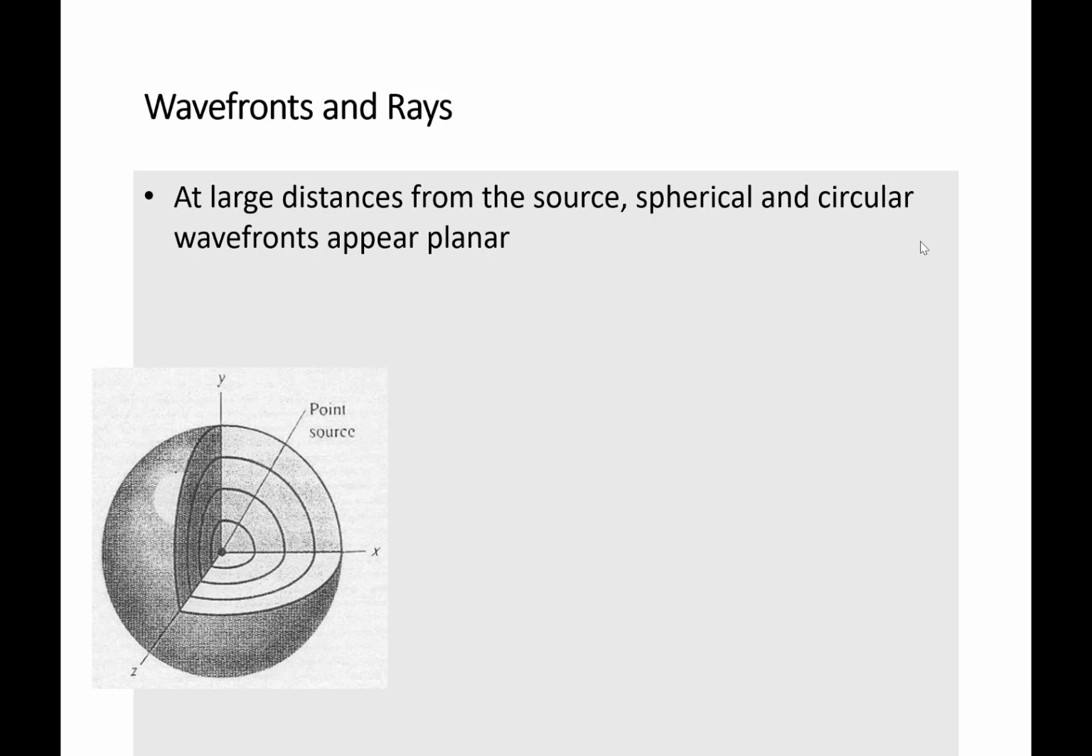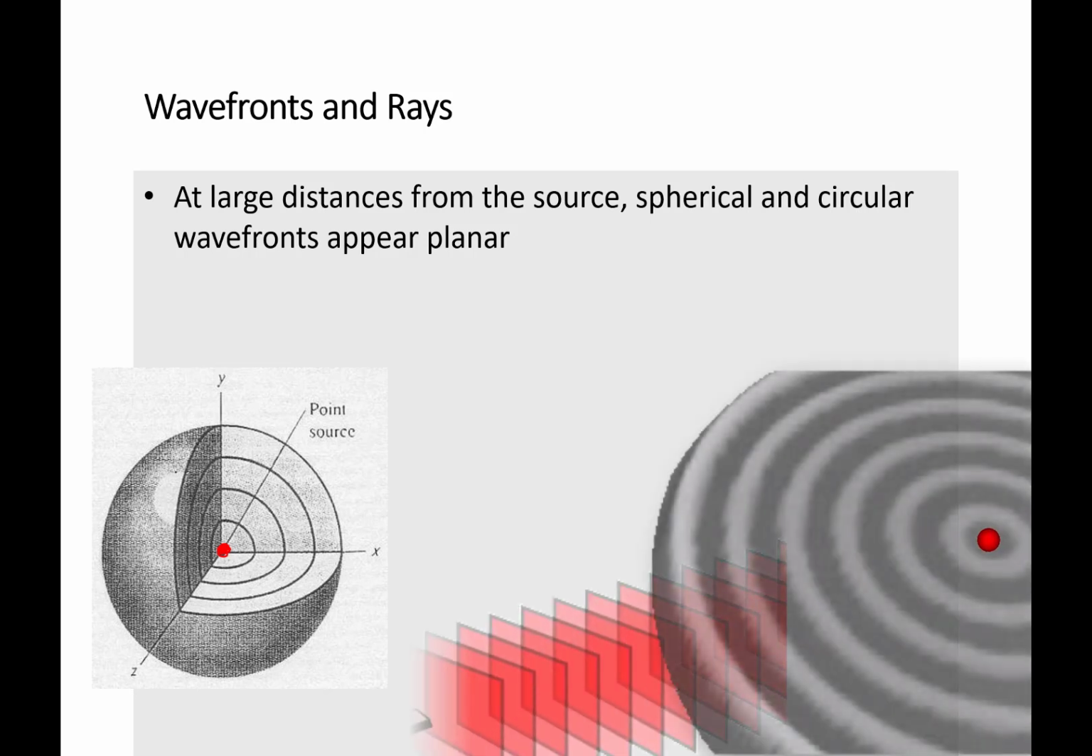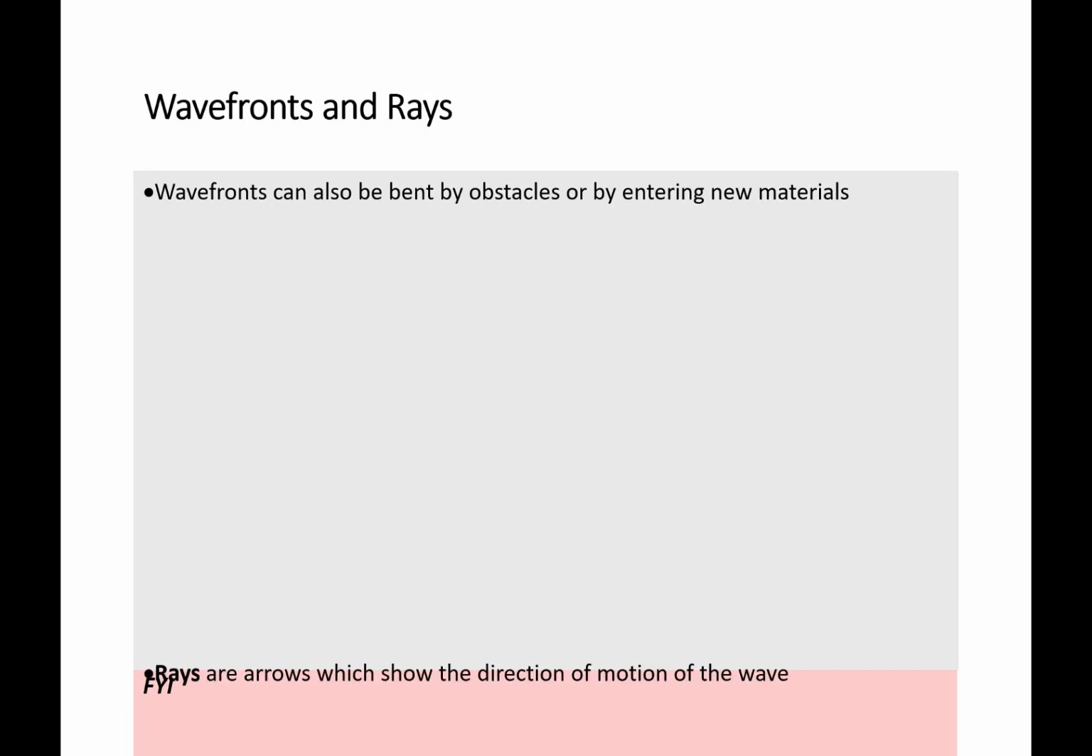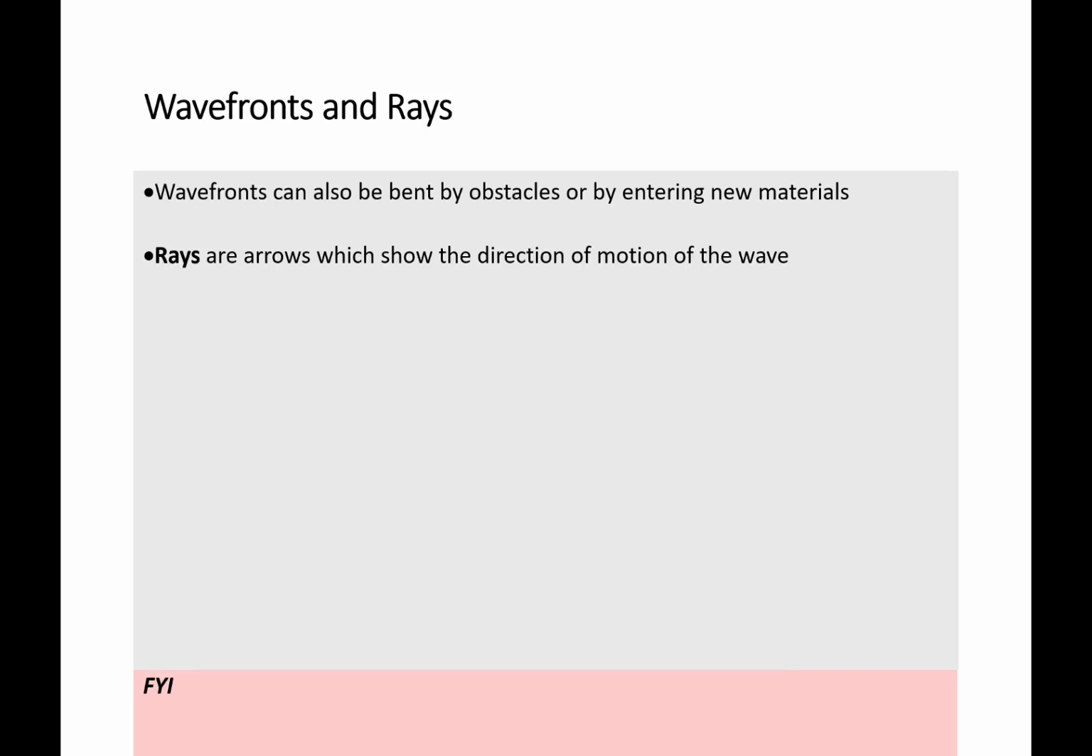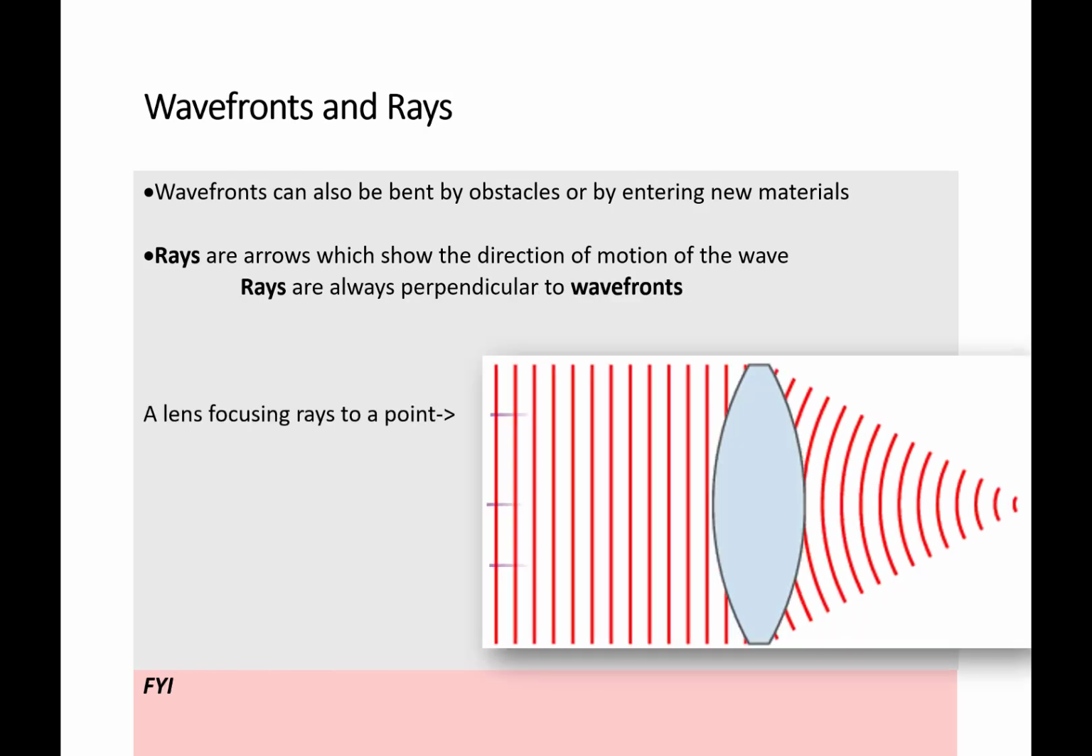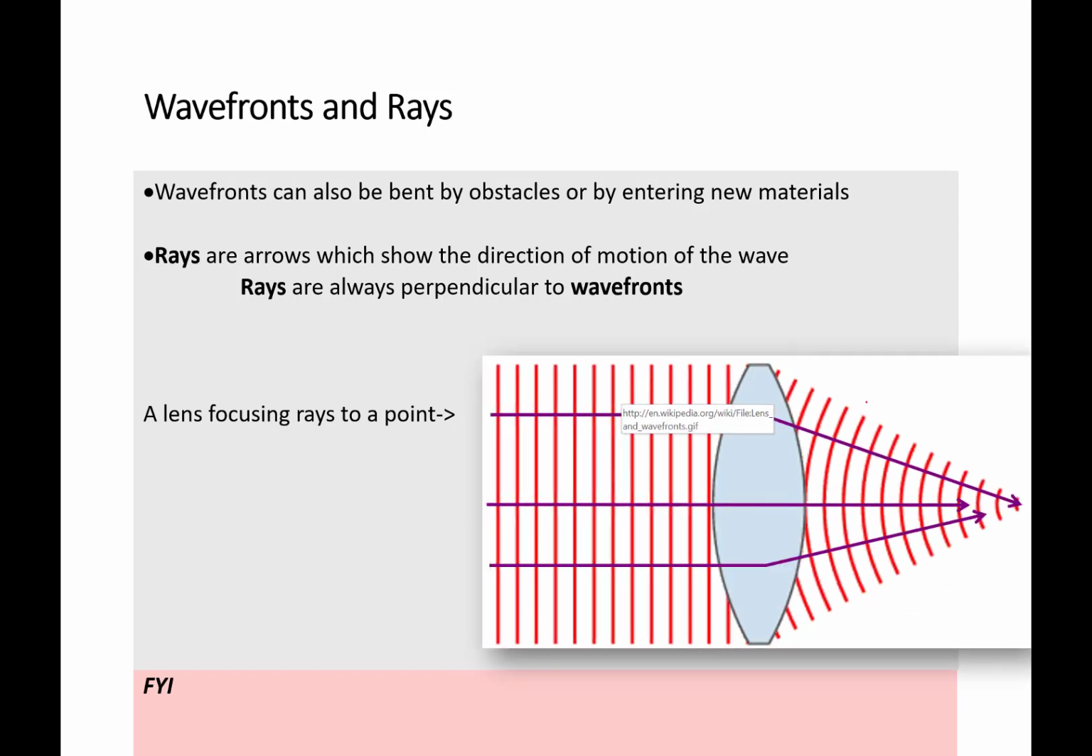At large distances from the source, spherical and circular wavefronts actually appear planar. So here we can see some spherical wavefronts coming out from a point source. And as those waves spread out farther and farther, the curvature of those wavefronts gets smaller and smaller, or seems smaller and smaller. So at very large distances, these spherical wavefronts appear planar. Wavefronts can also be bent by obstacles or by entering new materials. This shows us a lens taking some planar waves and bending them towards a point.